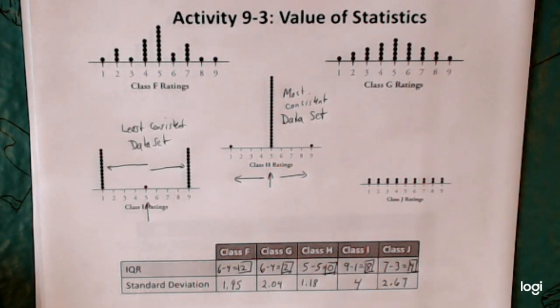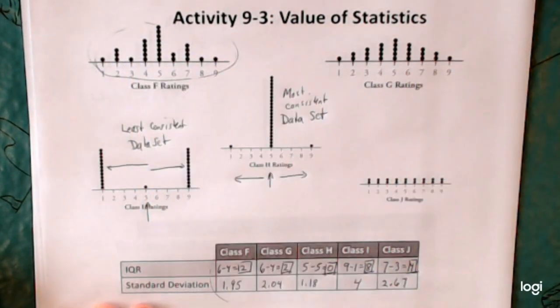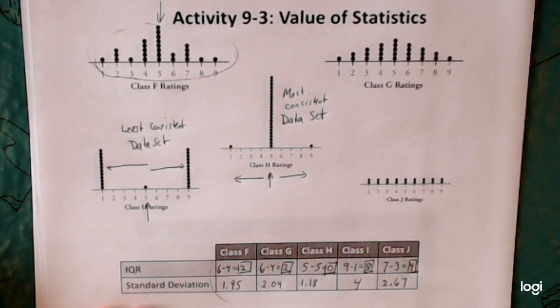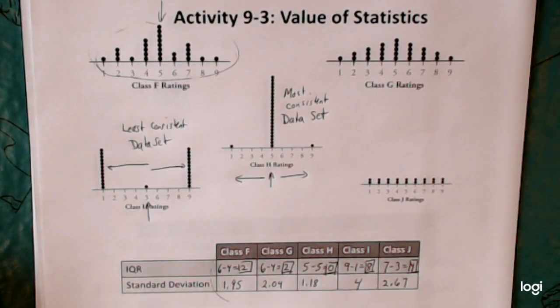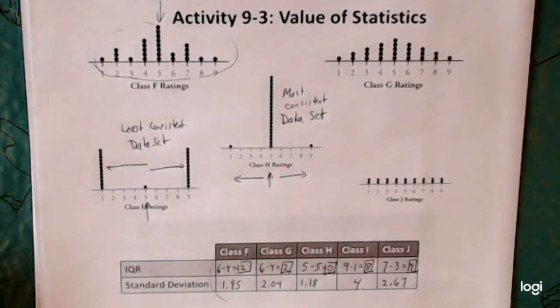Okay, a couple other things to note. It might be a little surprising, but look at our second most consistent data set. It was actually class F. This is actually a pretty consistent data set. The values are generally pretty close to the mean. It doesn't matter that the data set is very bumpy looking. That's not a measure of how spread out it is.